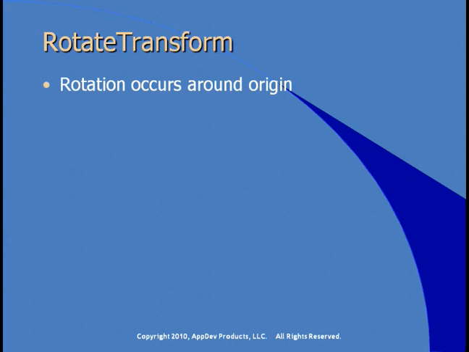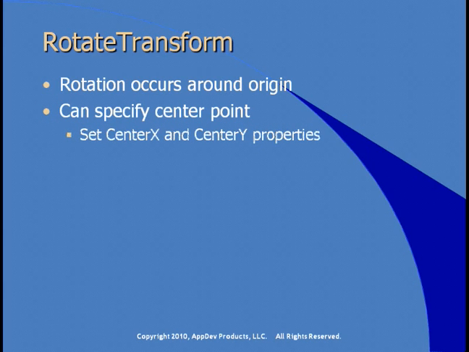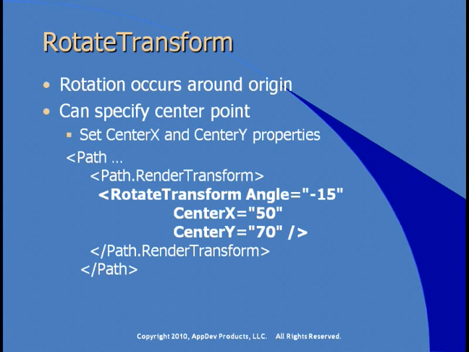By default, the rotation occurs around the origin, the 0, 0 point of your shape. You can specify the center point by setting the center X and center Y properties. Here we'll just add those properties to our rotate transform, and now we'll use that point within the shape as the center for the rotation. Now you'll see in a bit there's a simpler way to do that as well, but you can always use center X and center Y to define what you're rotating around. Let's look at an example that demonstrates rotate transform.